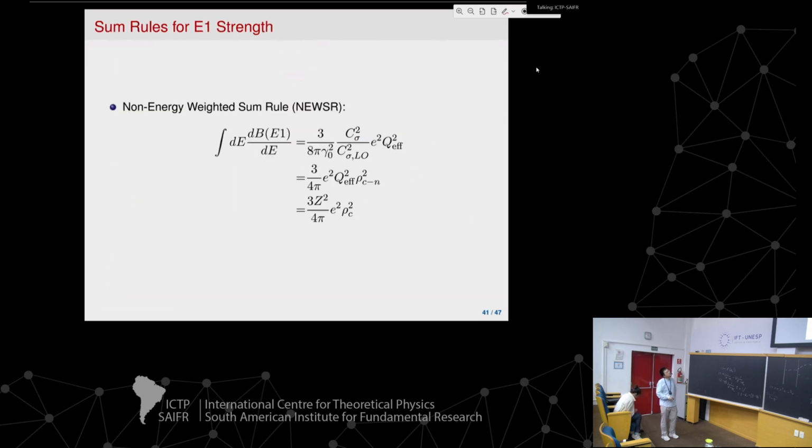So we can also calculate this non-energy weighted sum rule for dBdE, and then you end up finding that you can write it in relation to this core-neutron radius squared. So that verifies what we talked about in the morning lectures: this total strength of the E1 transition is related to the core radius squared in these halo pictures.